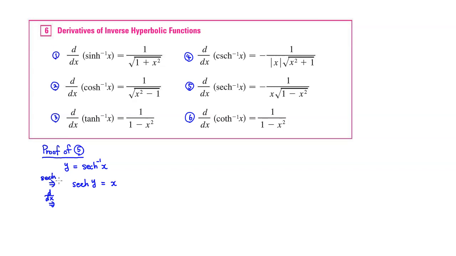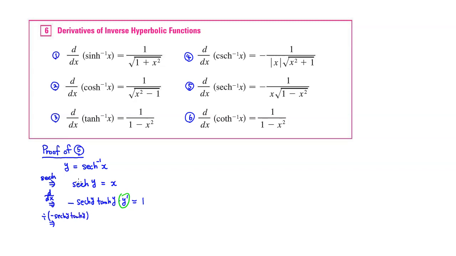The derivative of hyperbolic secant is negative hyperbolic secant times hyperbolic tangent. But by chain rule, you have to multiply by the derivative of y. I'm going to call it y prime, which is what we're looking for. The derivative of x is just 1. So y prime is what we are after, and I'm going to divide through by negative hyperbolic secant of y, hyperbolic tangent of y.